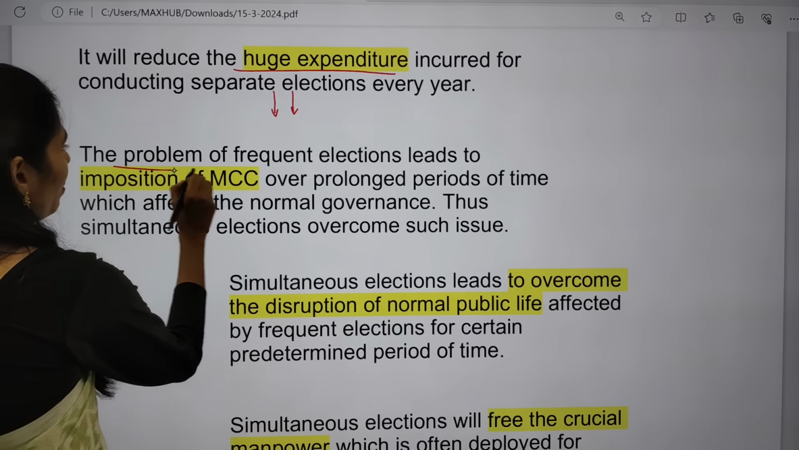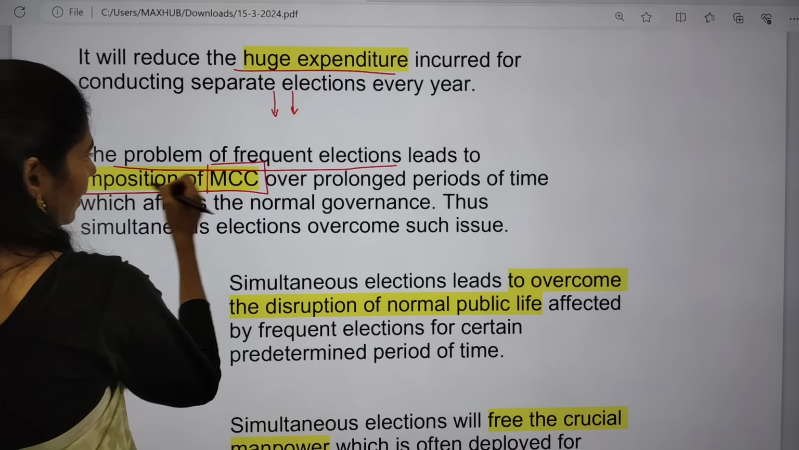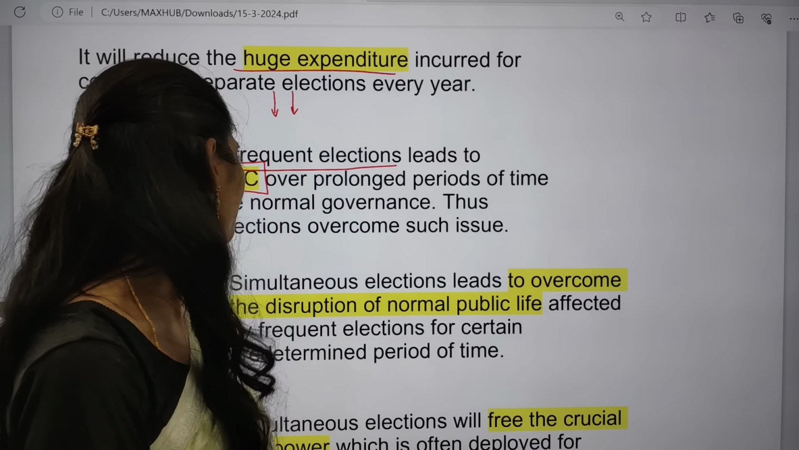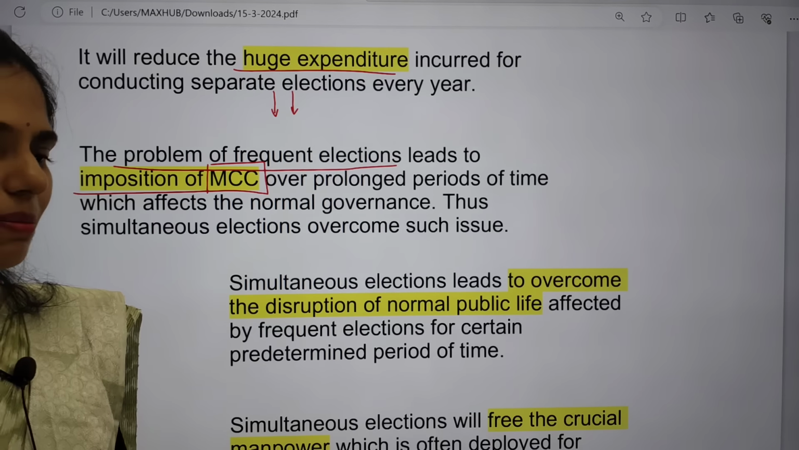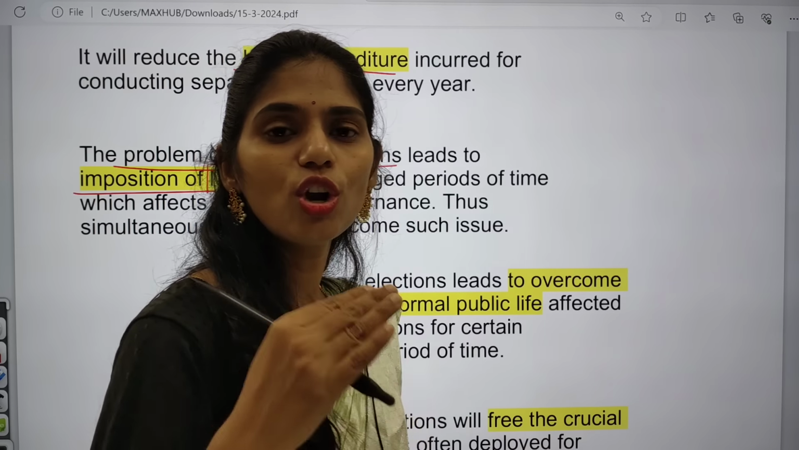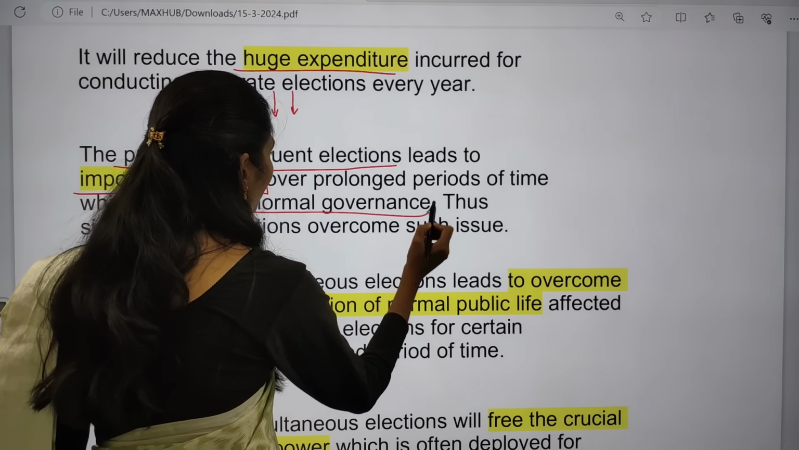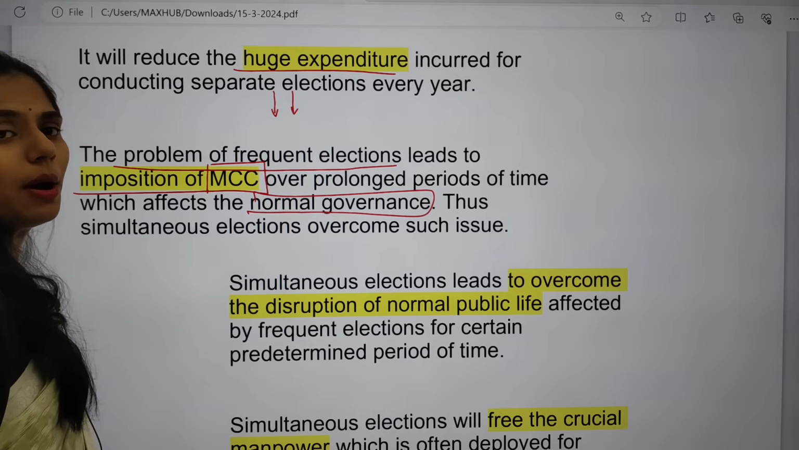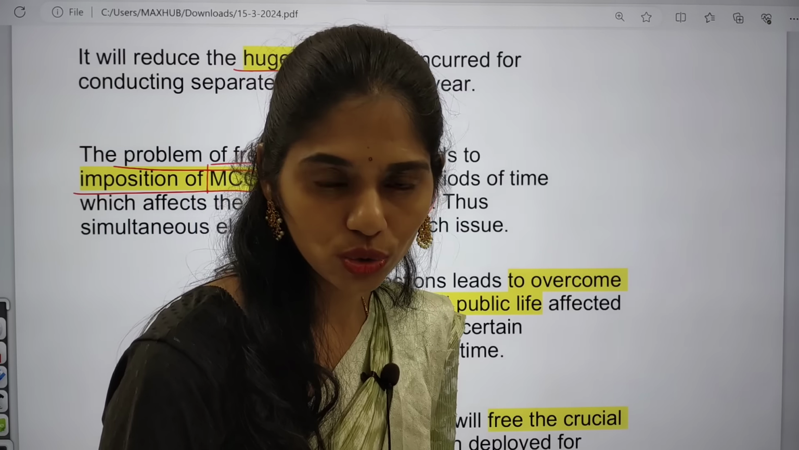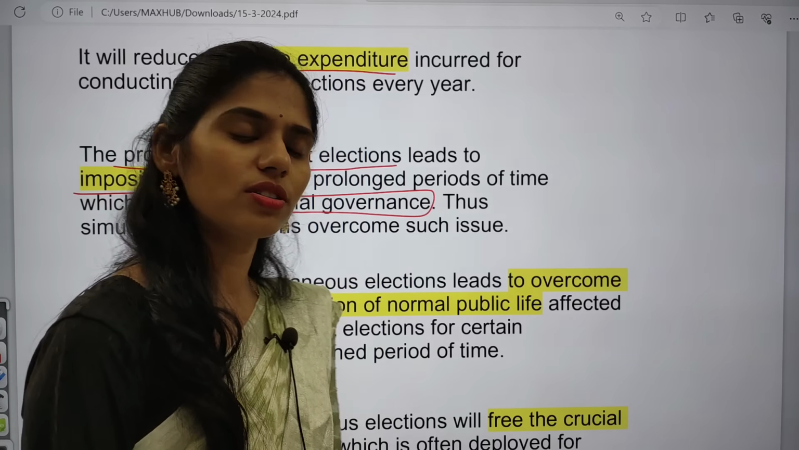And even the problem of frequent elections leads to imposition of the model code of conduct for long periods of time. Whenever the model code of conduct starts, the government should not do some things. Because of this, it affects normal governance functions. But if we have simultaneous elections, we can resolve this issue. There will be no problem or delay in the governance process.